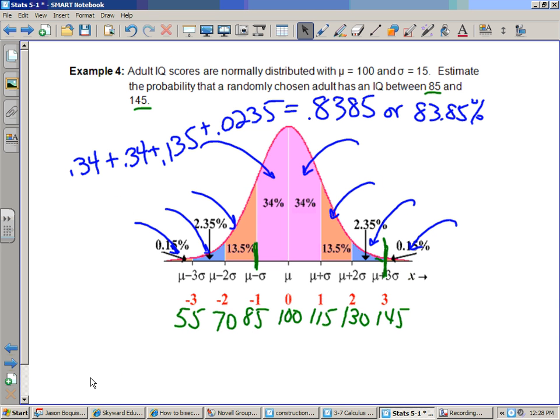So do you have any questions about this normal distribution deal here? Graphically, it's not that hard, is it?